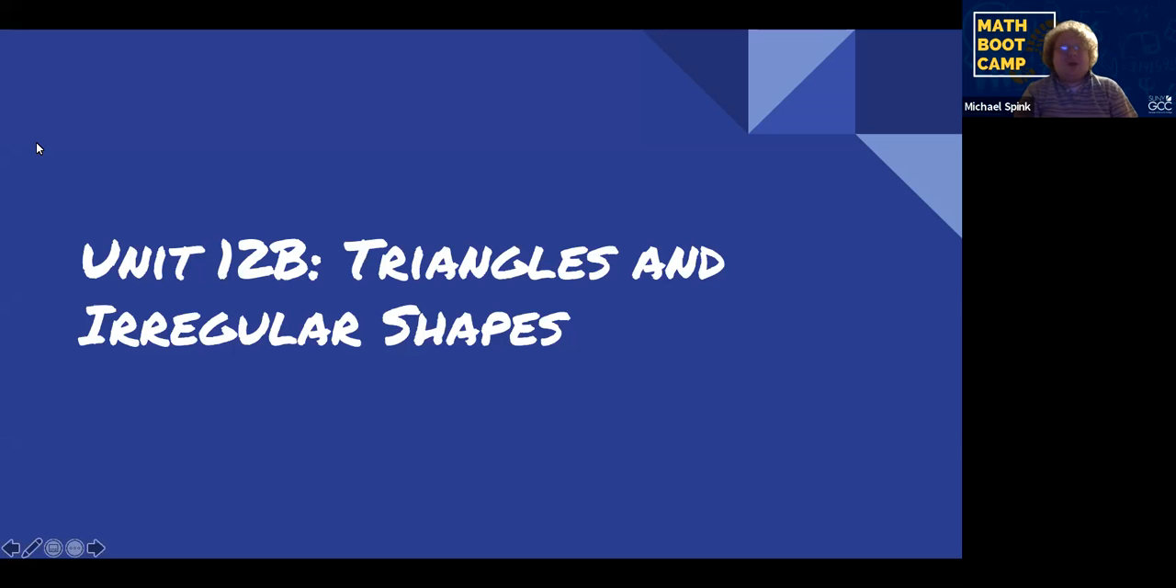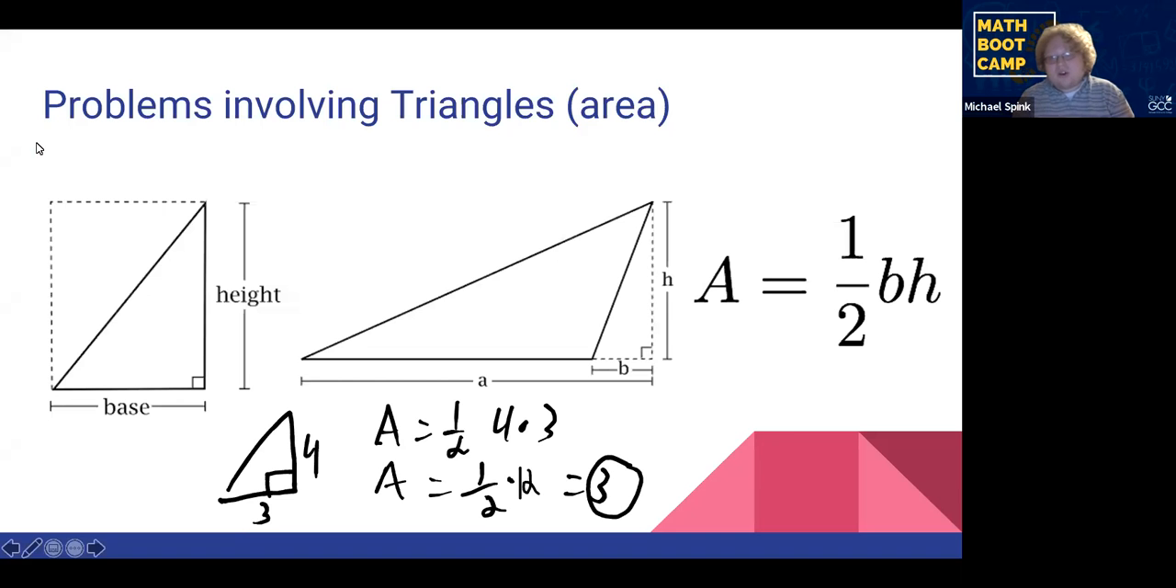Hello, and welcome to Boot Camp Unit 12B, Triangles and Irregular Shapes. We've talked about parallelograms and circles in the previous module, so we're going to cover the last fundamental shape here, triangles. Triangles are three-sided shapes, and the important thing about triangles is that they have a height and a base.